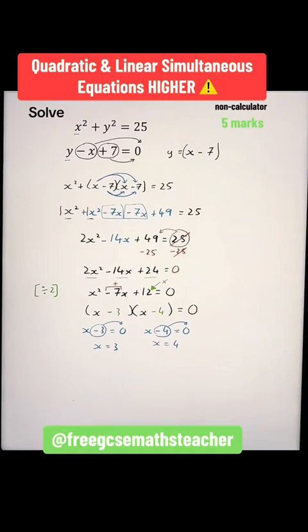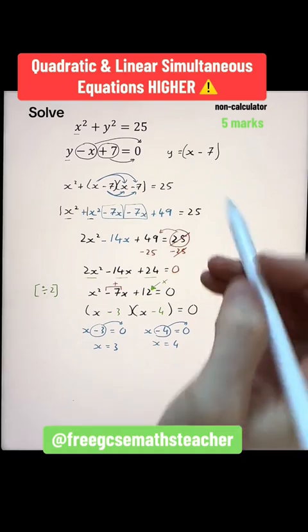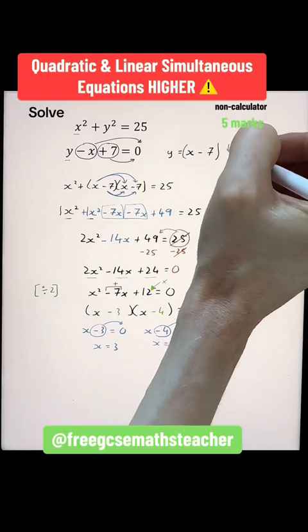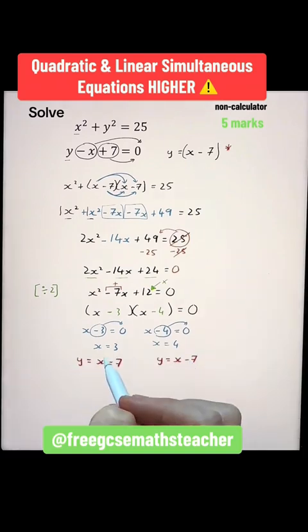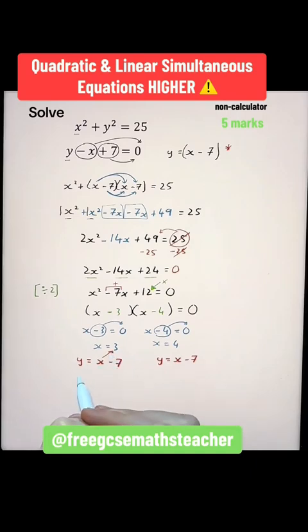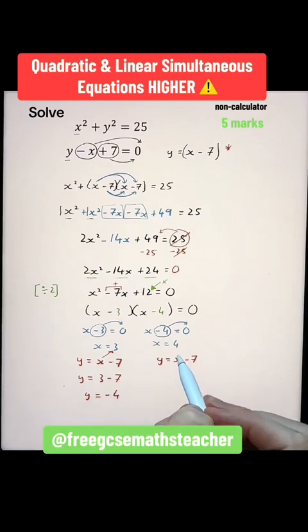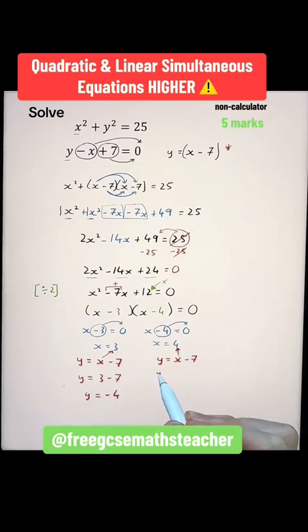Now I've got my two values for x. I need to substitute back into my rearranged linear equation to find my two corresponding values of y. Here I know that y is equal to x minus 7. Substituting for x, when x equals 3, y will become 3, and I've still got the minus 7. 3 take away 7 gives you negative 4. Repeating this process now for when x equals 4, y is equal to 4, and I've still got subtract 7. And 4 subtract 7 gives us negative 3.